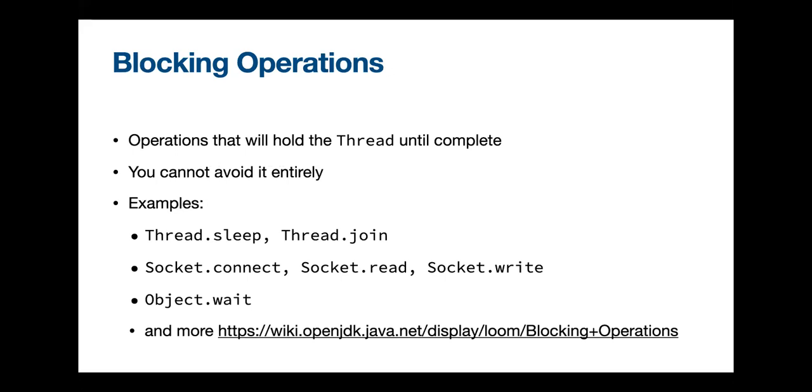All right, here's another term, blocking operations, which I think all of you know already, but some of you may not, so let's discuss that. You can't avoid blocking operations, although we certainly try, and we're getting better at it. For example, there's non-blocking I/O, which has been around since NIO came out. I don't know how long ago that was, but we have some new I/O calls that are non-blocking, which is excellent. But we have things that are unavoidably blocking, like Thread.sleep, Thread.join, socket connect, socket read, socket write, Object.wait, and a few more. If you take a look at this particular link, they list them all out.